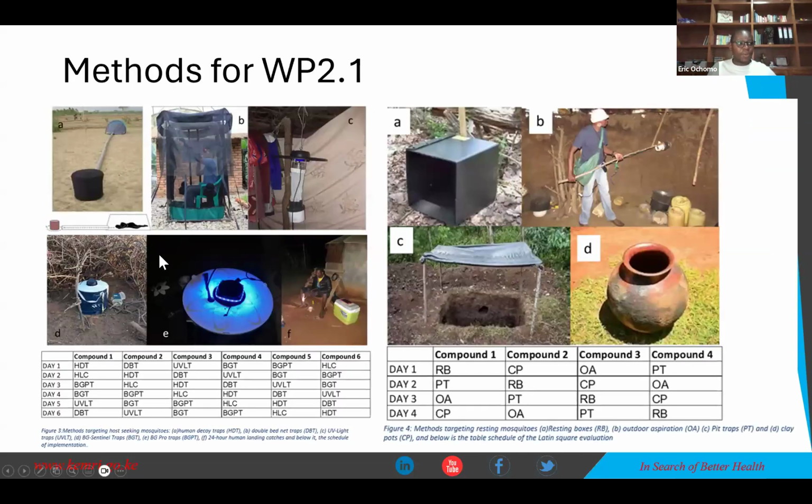And so these are some of the methods that we propose. This is an old slide now. We have actually had additional discussions and agreed on how we modify this work package. But these are some of the initial trapping methods that we proposed. This is the host decoy trap. This is the double bednet trap. This is the light trap, the BG traps, and then the human landing catches. And these are targeted at host-seeking mosquitoes. Then we also proposed the resting box, aspiration pots, and pit traps. I think all of these 3 have been dropped now, and we have a lot fewer that are proposed for targeting mosquitoes that are resting.